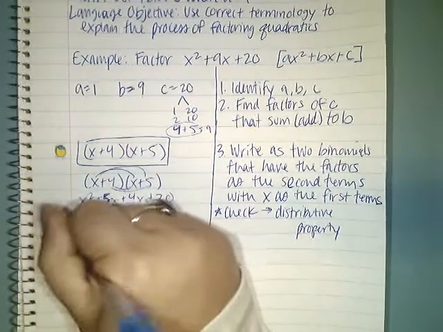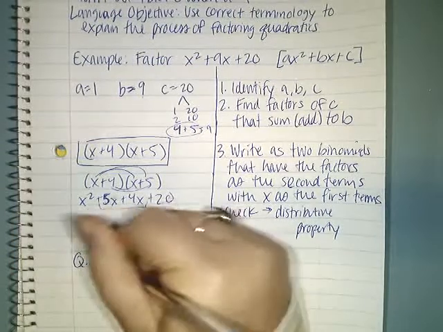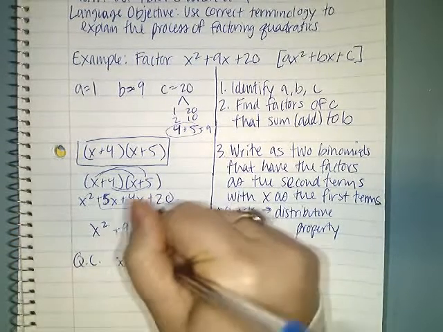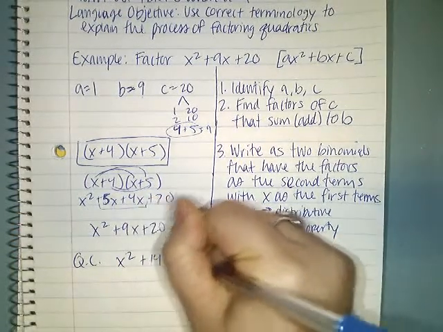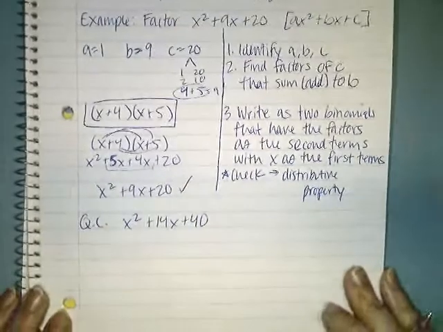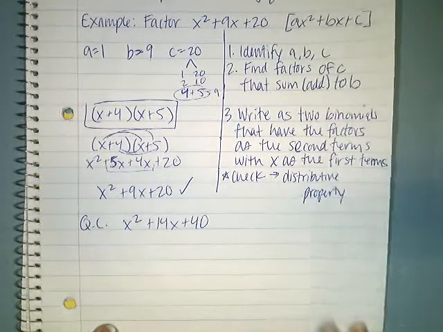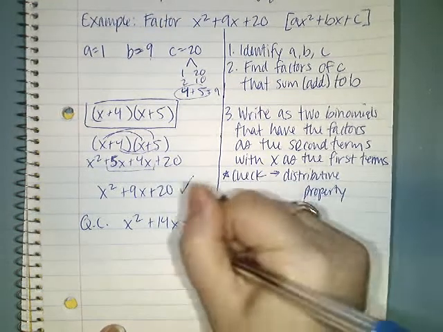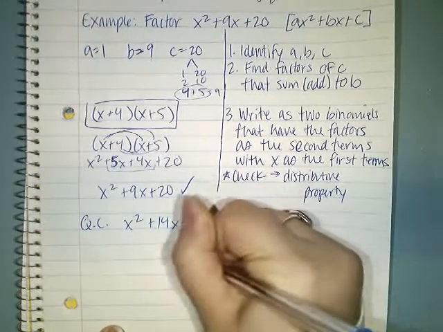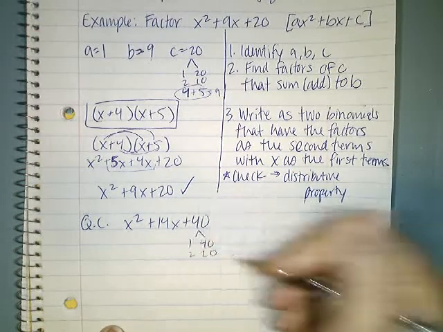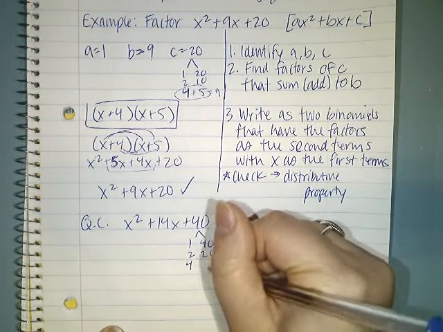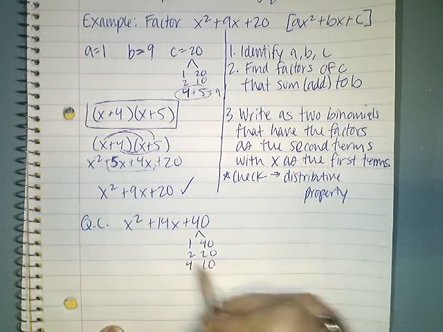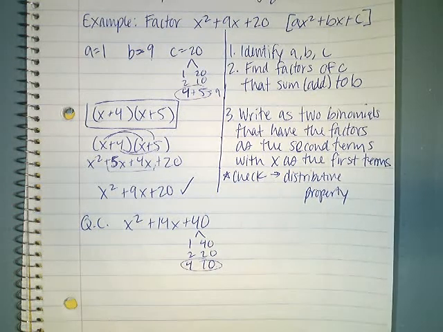So I'm going to have you try that on your own really quickly with a quick check. I want you to factor x squared plus 14x plus 40. So try that one on your own. Pause if you need to. I'm going to go over it now. So I'm going to find my factors of 40. I have 1 and 40. I have 2 and 20. 3 doesn't work. I have 4 and 10. Those ones indeed add to 14.